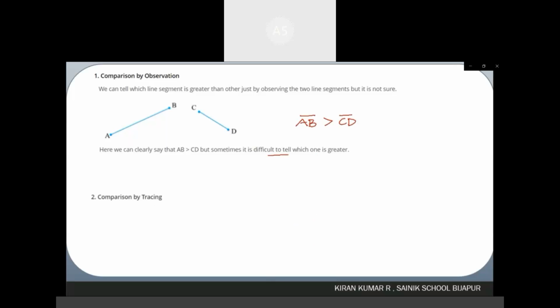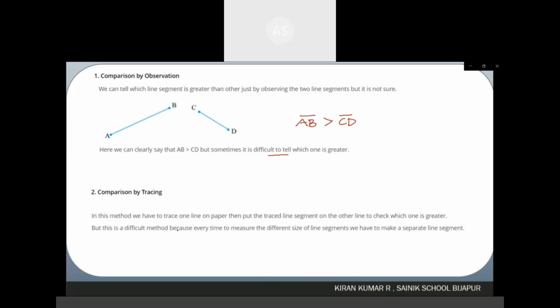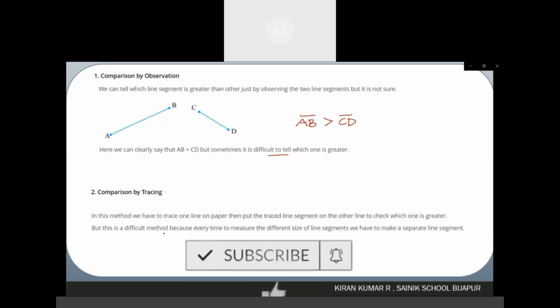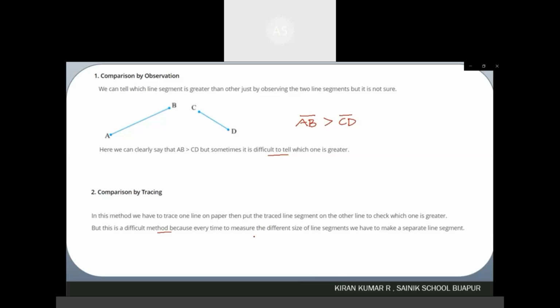The second method is comparison by tracing. In this method, we have to trace one line on a paper, then put the traced line on the other line and check which one is greater. But this is a difficult method, because every time to measure a different size of line segment, we have to make a separate line segment. So we follow the third method.